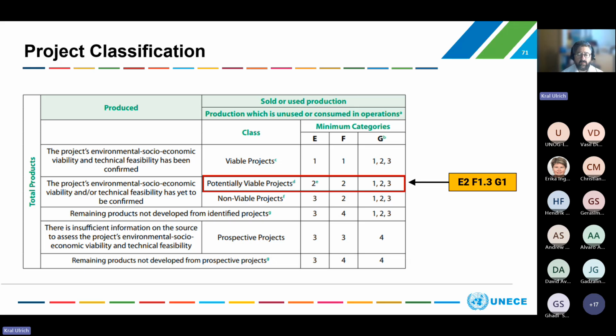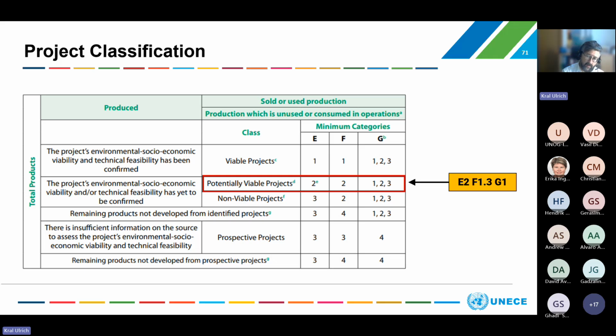In this case, we select the row with 221, and this is a potentially viable project. So what you see here is the potentially viable project. This is the UNFC class. It describes the maturity level of a project. And the E, F, and G are categories. The combination of the categories defines the class, which stands for the viability of the project.